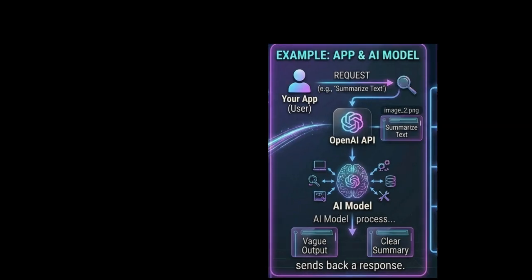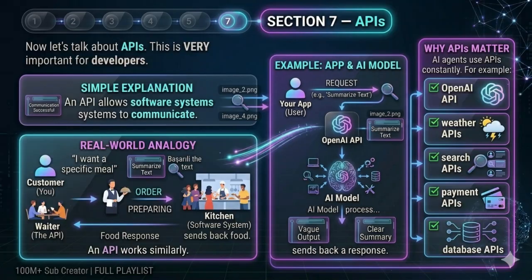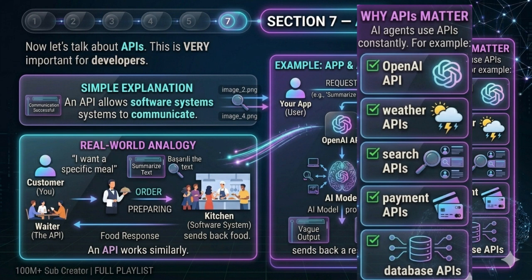Your app sends a message to an AI model using an API. The AI processes the request, then sends back a response. Why does this matter? An AI agent uses APIs constantly. For example, OpenAI API, weather APIs, search APIs, payment APIs, database APIs.